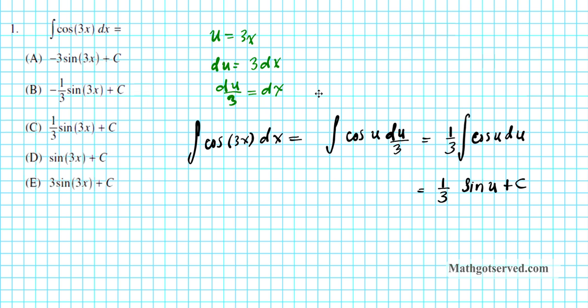And then we'll plug in the value of u back into our equation. So it becomes 1/3 sine of 3x plus c. And our answer for number one is option letter C.